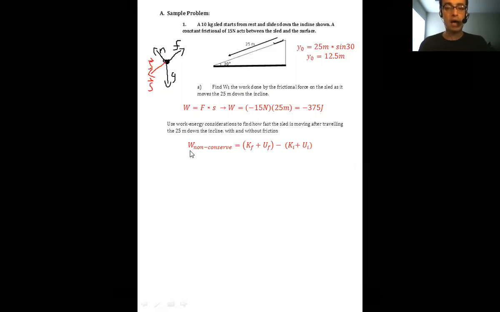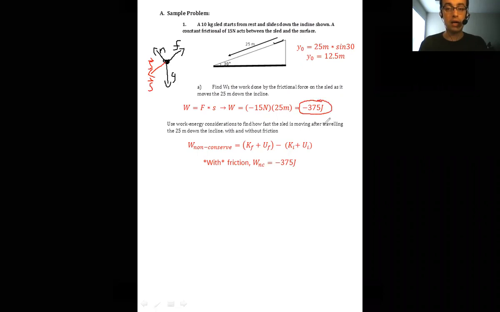How do we handle the work that's done by the frictional force? Well, we have work by non-conservative forces equals this formula: final kinetic energy plus final potential energy minus initial kinetic energy plus initial potential energy. With friction, the work done by non-conservative forces is negative 375 joules, which is what we found above.